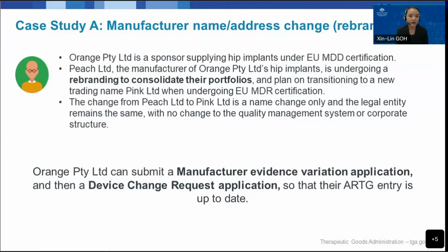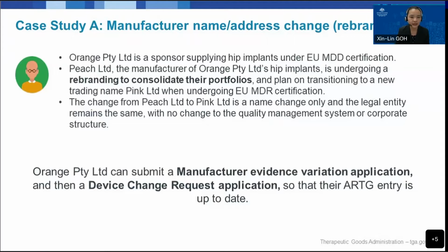And now we'll move into some case studies of the common scenarios that we are seeing come through. So here we have Orange, who is a sponsor supplying hip implants under the EU MDD certification. And Peach is the manufacturer of the hip implants and is currently undergoing a rebranding to consolidate their portfolios.